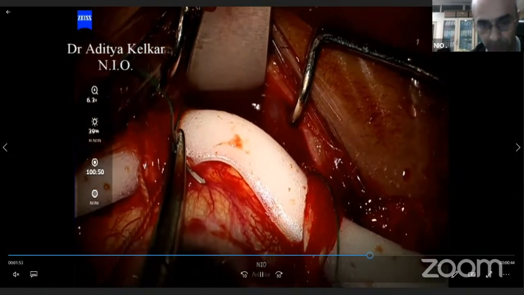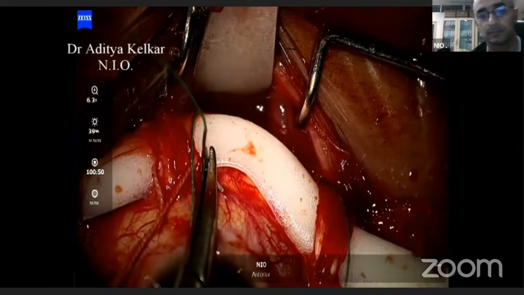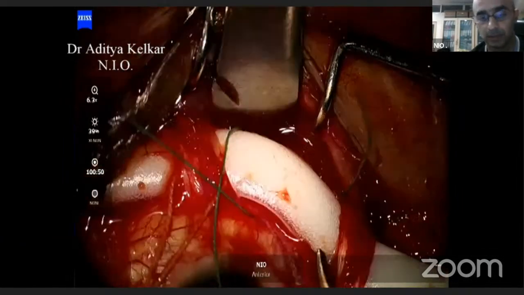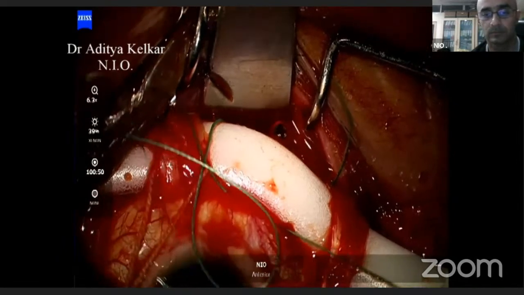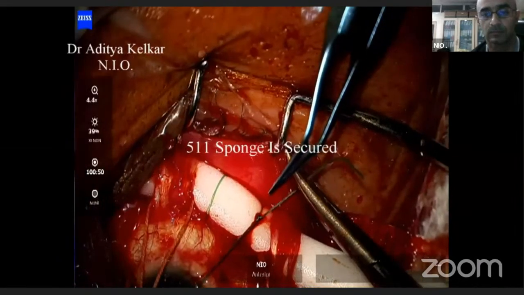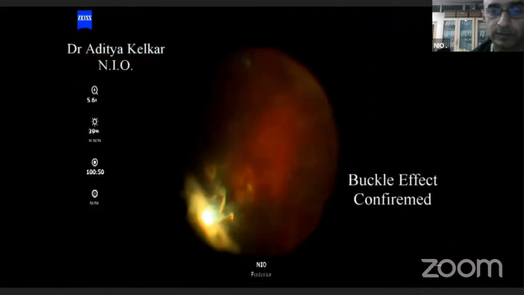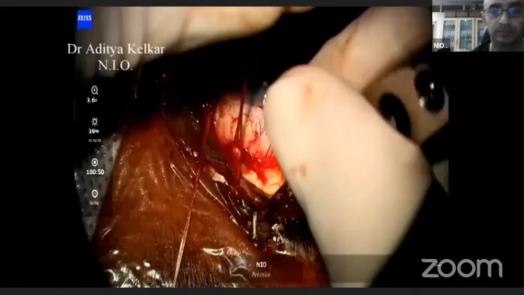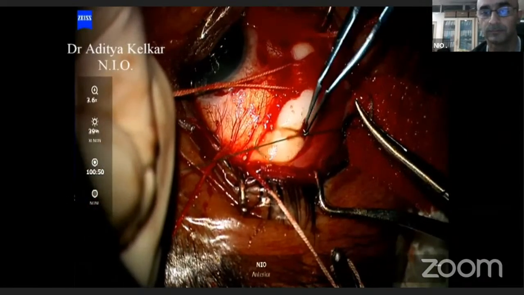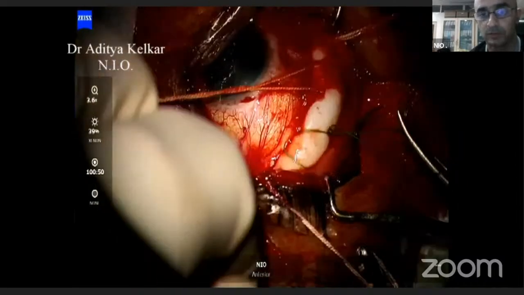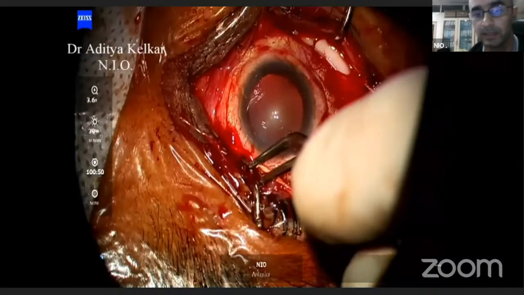So this is the 5-0 suture that you want, and the buckle is in place. And you can see a good indentation effect. In spite of the fact that the vitreous is hazy, the visibility is good because of the chandelier system. So there was a doubtful break also in the superior temporal quadrant, which was also covered by the sponge. And the surgery is over.